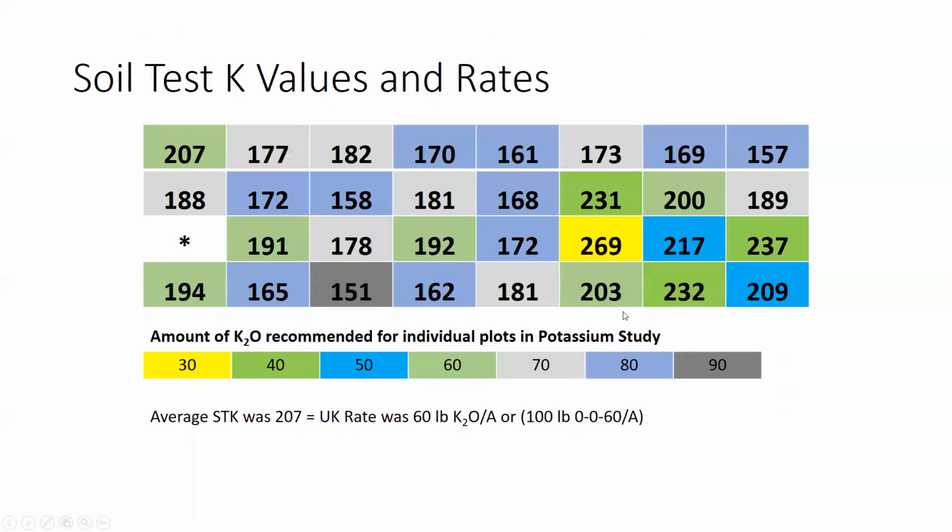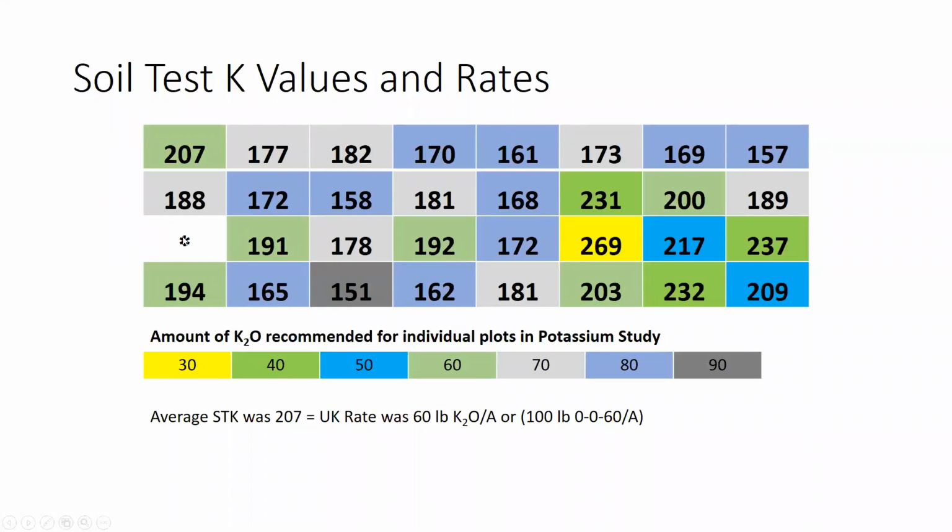This is some research that I started last year at the back of Princeton Station. Each of these squares represent a 10 by 40 block. So roughly there's a 1/4 acre here. Each of these numbers represent the soil test potassium, soil test K, for each of those blocks. And I color coded them so you can see what kind of recommendations they would receive. We had one that tested 269, and it goes all the way down to 151, where we had a 90-pound recommendation.